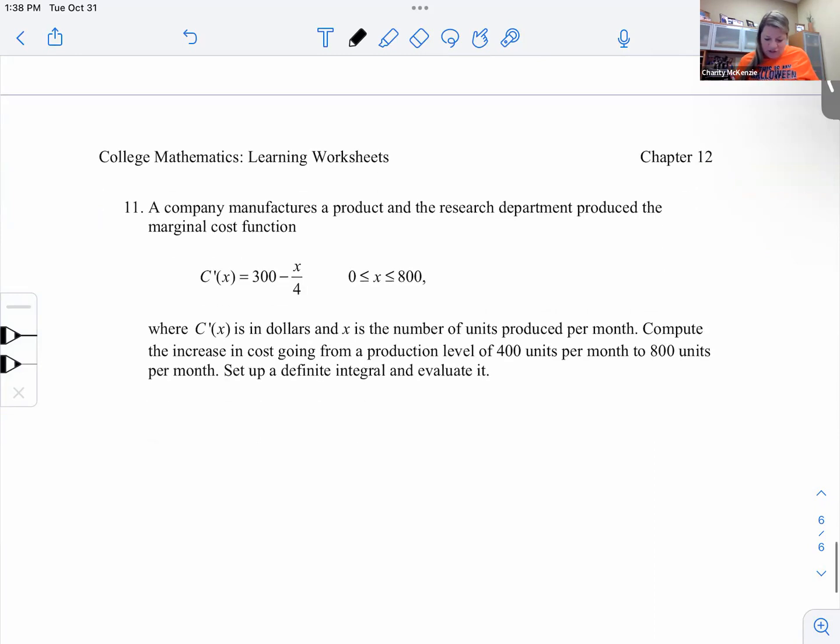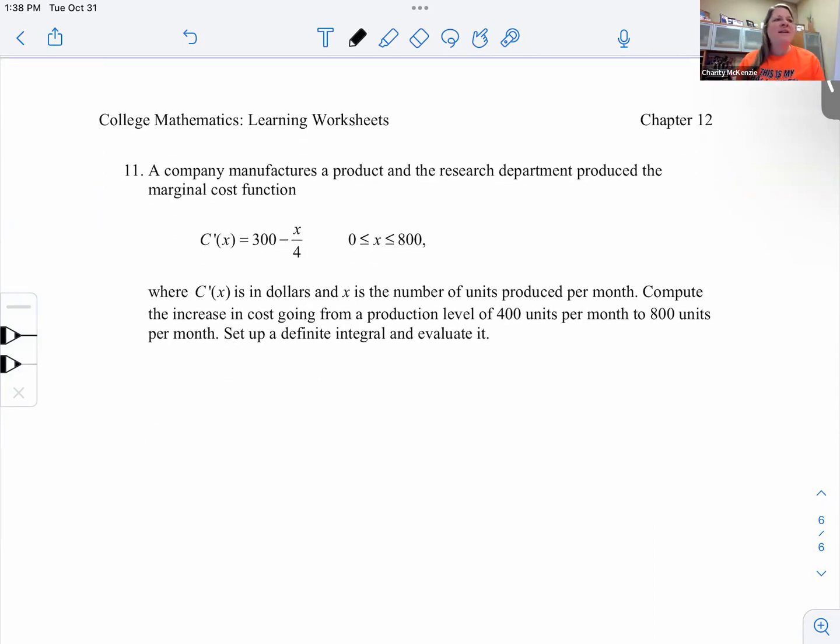All right, this last question is another wordy one, so let's do it. A company manufactures a product and the research department produces the marginal cost function. So marginal always means derivative, which they labeled with the derivative of the cost, the marginal cost, is in dollars and x is the number of units, which is usually how we do it. Compute the increase in cost going from the production level of 400 to 800 units per month, set up the definite integral and evaluate it. Well, this is our derivative, which these are antiderivatives, right? So we're going to go from 400 to 800.